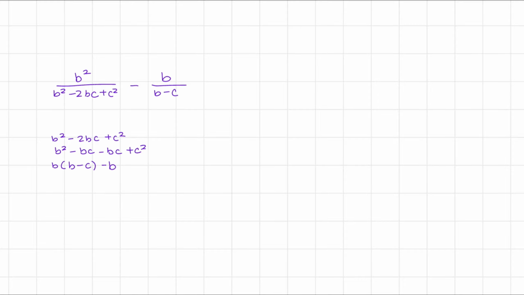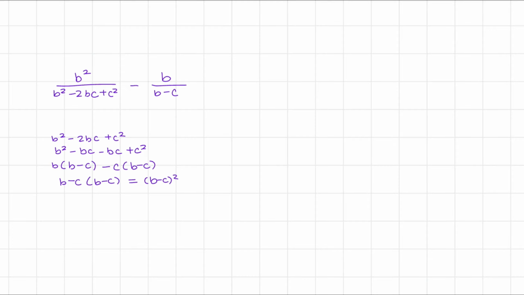Our next problem is subtraction. b squared over b squared minus 2bc plus c squared, minus b over b minus c. So first factor that long denominator. b squared minus 2bc plus c squared is b minus c times b minus c, which is just b minus c squared.